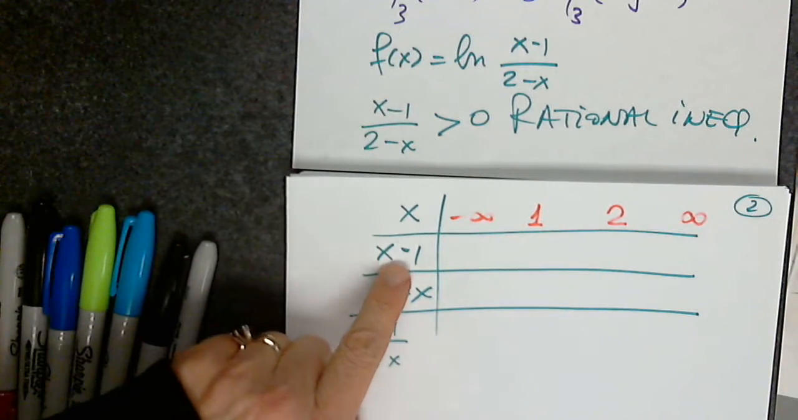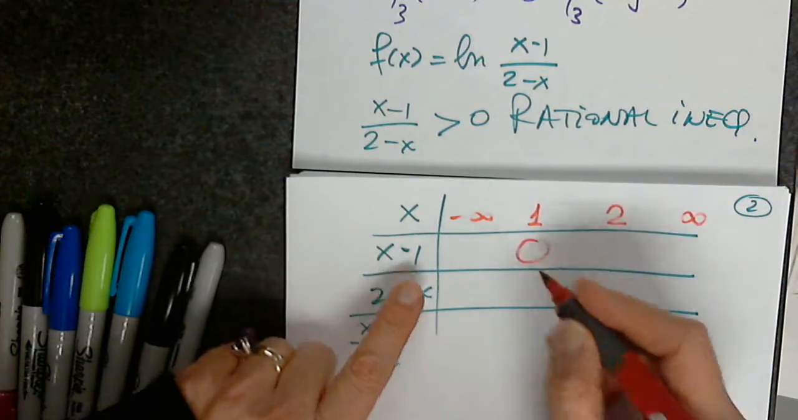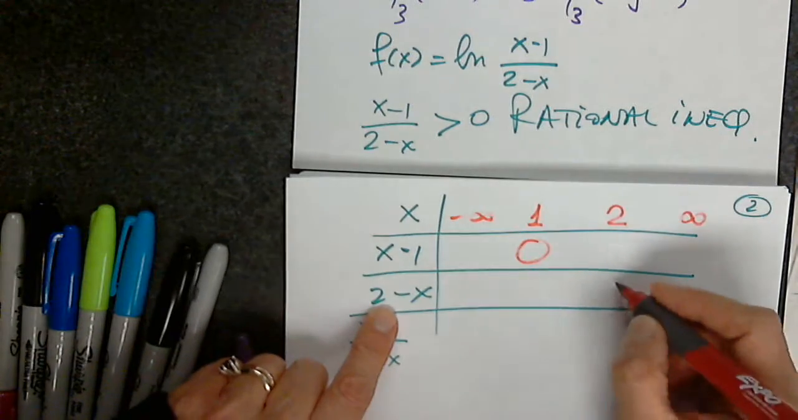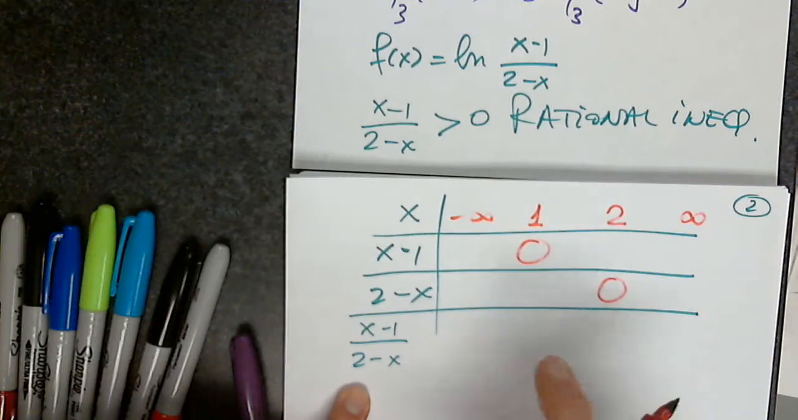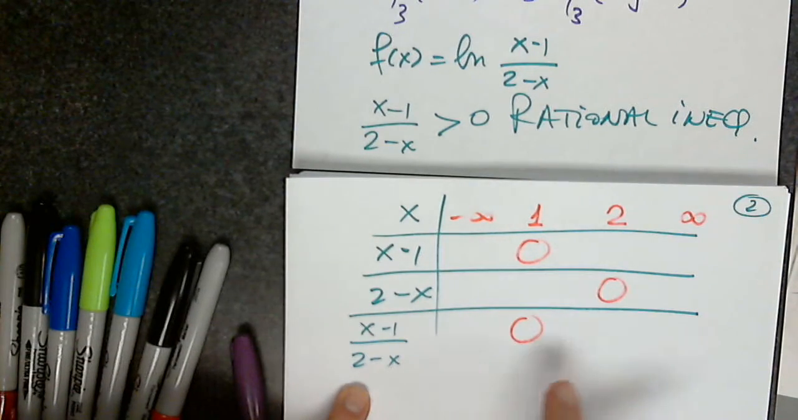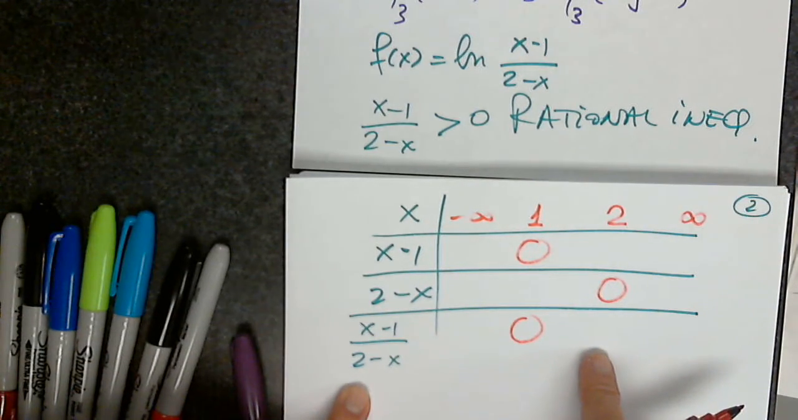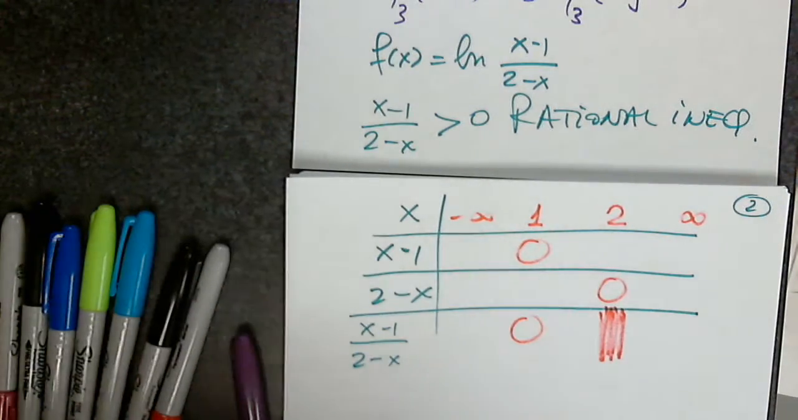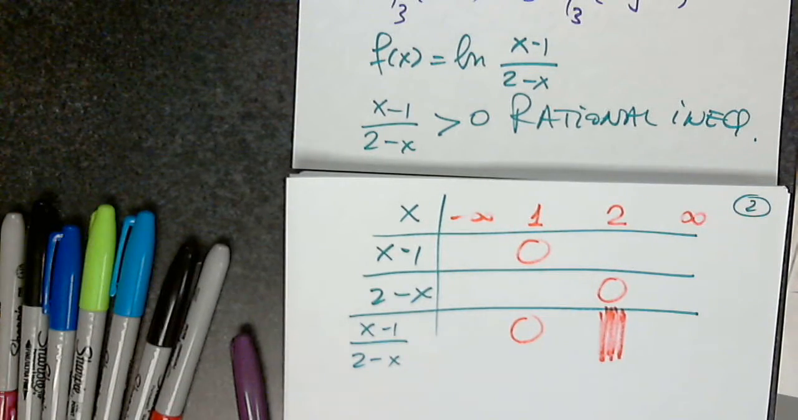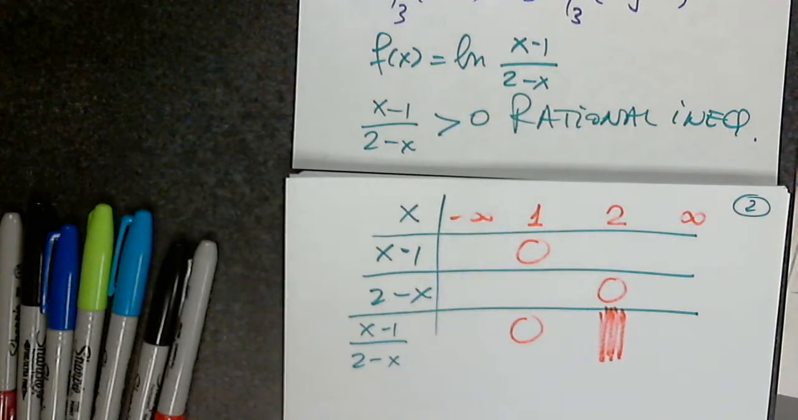Okay, where is this 0? At 1. Very good. Where is this 0? At 2. What happens to the fraction when the top is 0? It's 0. What happens to the fraction when the bottom is 0? It doesn't exist. What is the sign of the first one? Is it this or is it this? Good. So what is the sign? Or just plug in numbers.